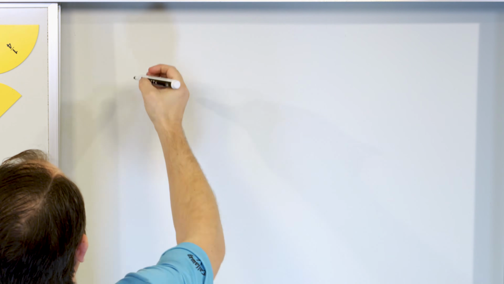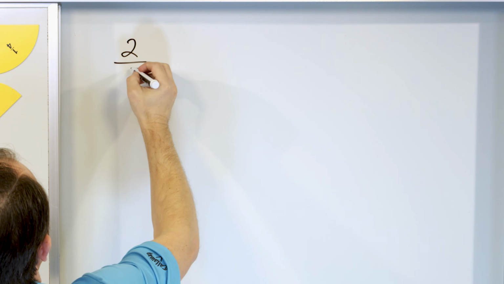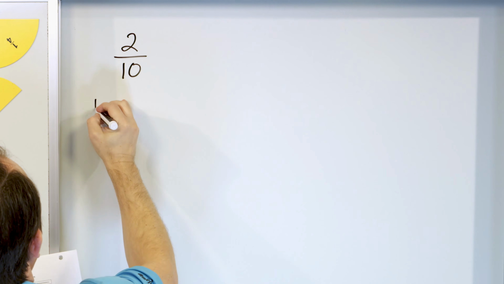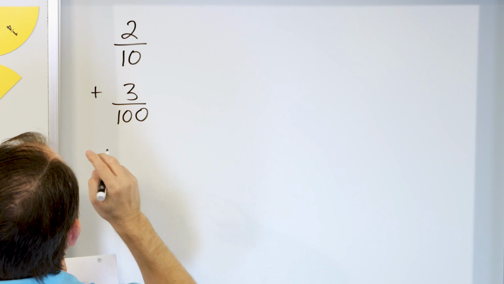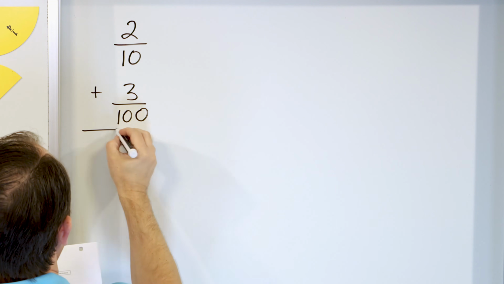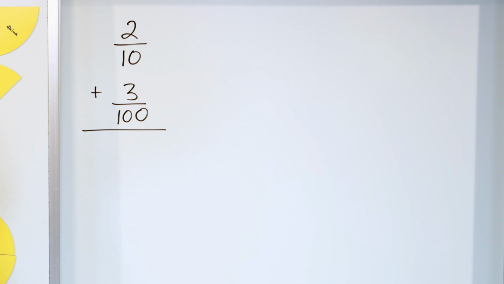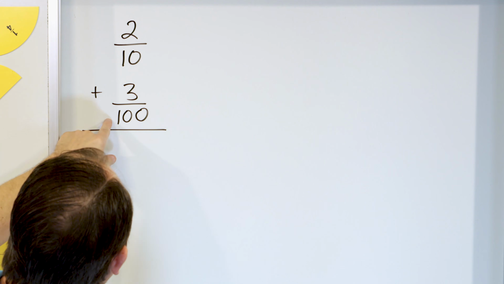So let's take a look at the fraction 2/10, and we'll add it to the fraction 3/100. Now this is a good example. We want to add these fractions together. But the problem is that this is 2 out of 10 and this is 3 out of 100.